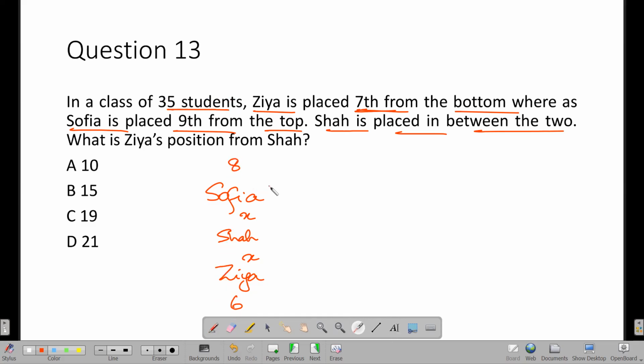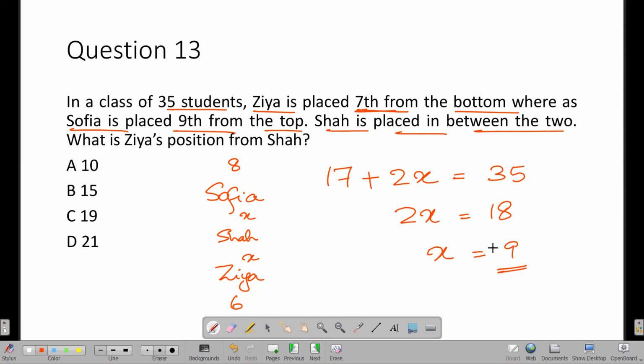So let's add them. 8, 9, 10, 11, 11 plus 6, 17. So you can see that the 17 plus 2x comes to be 35. From this I can say 2x is equal to 35 minus 17, and that is equal to 18. And from this I can say that x is equal to 9.